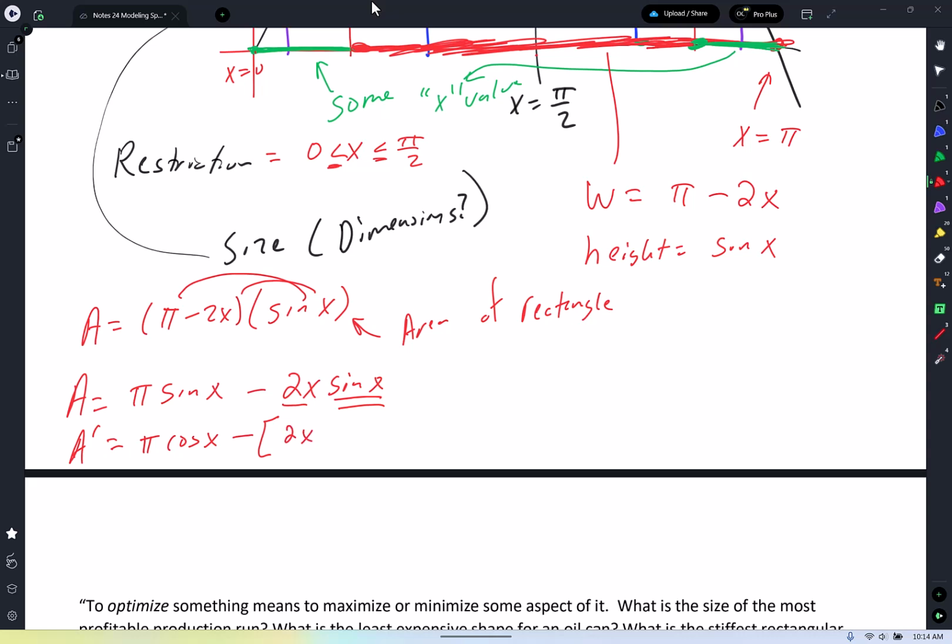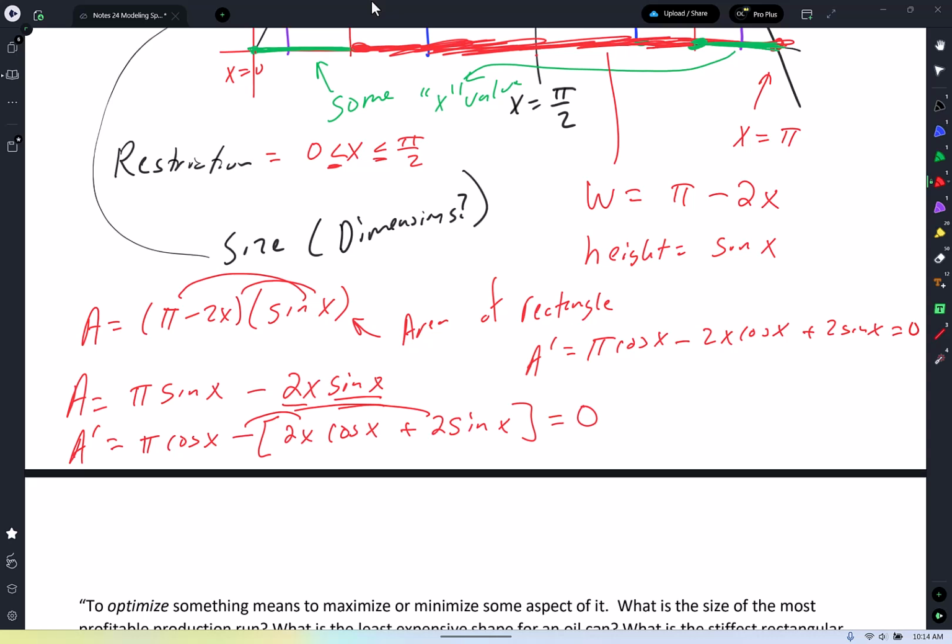First times derivative of the second plus second derivative of the first. I'm going to equal this to 0. Let's see if it's a pretty number or if we're going to have to use our calculator. A prime equals, yeah, you have to use a calculator, guys. Pi cosine x minus 2x cosine x plus 2 sine x.